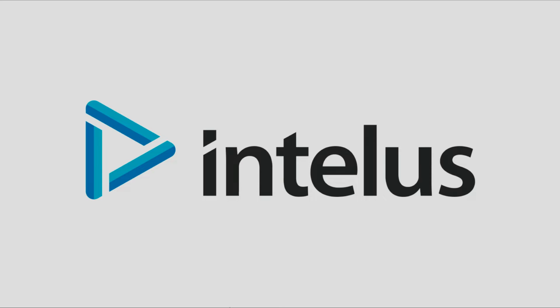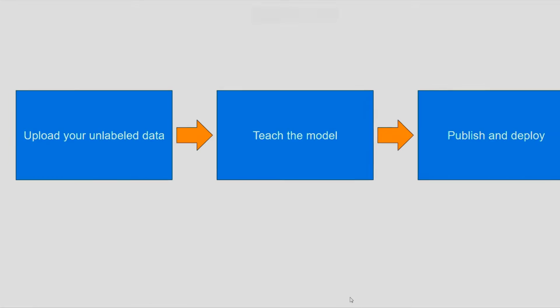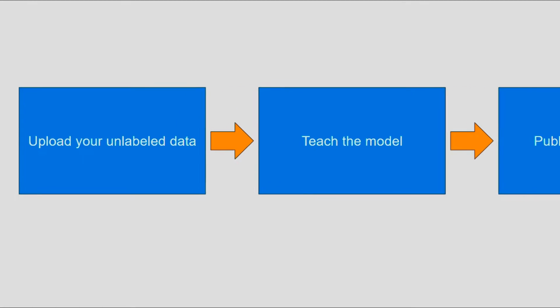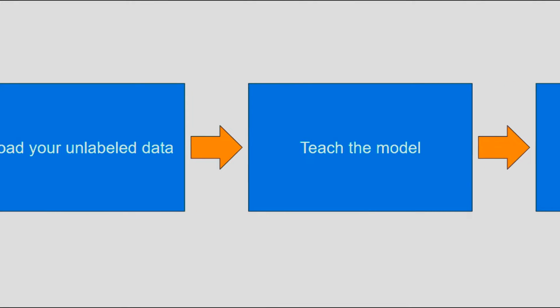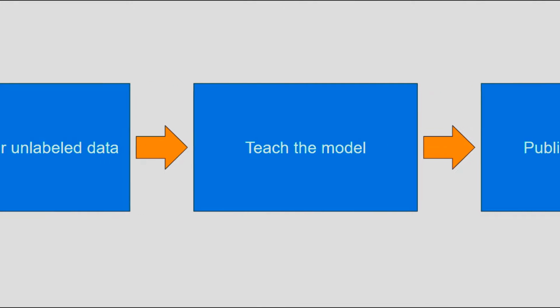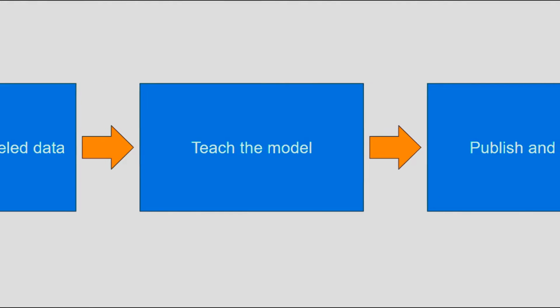Duet's no-code approach enables non-machine learning experts to build document classifiers and entity extractors for their unstructured text data, starting with no labeled data. Duet has a three-step process to build models. First, import your unlabeled data. Second, teach Duet the semantics of your model the way that you teach another human, iteratively.